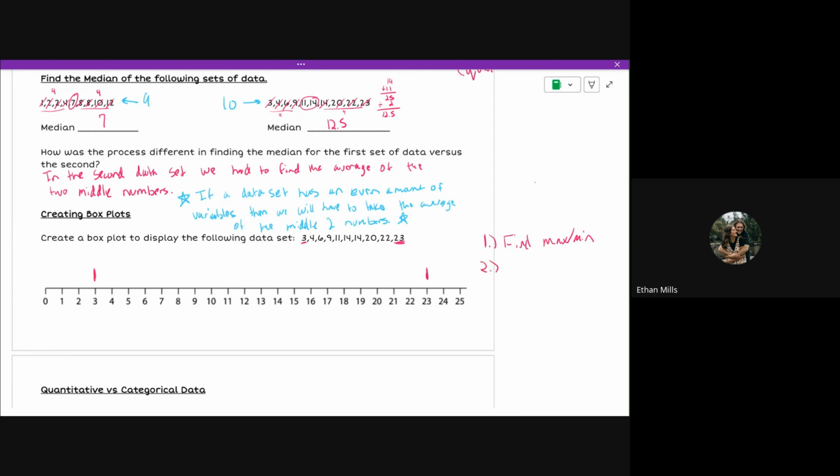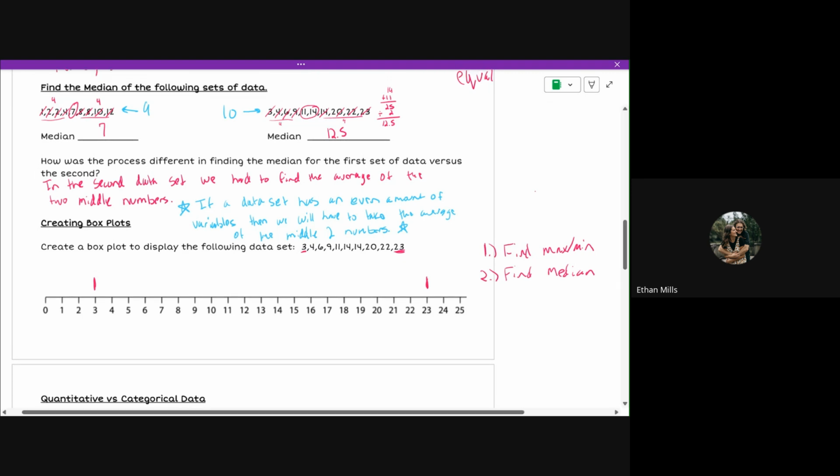That'll get you 2 out of the 5 points tomorrow. So now we need to find the median, which we should be able to do because we just did it. Now you might notice that this data set right here is the same as this one up here. So we already know what our median is. Our median is 12.5. So we can put a line right over 12.5.